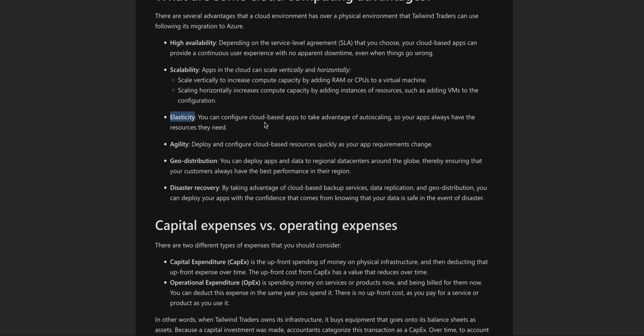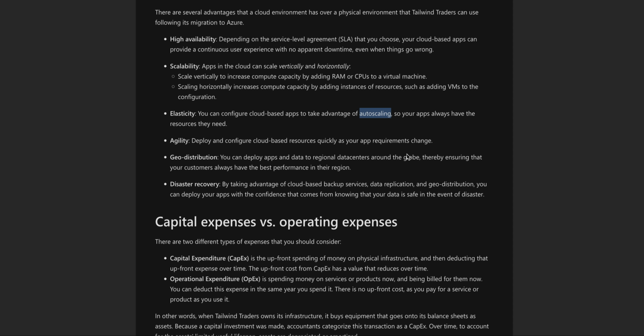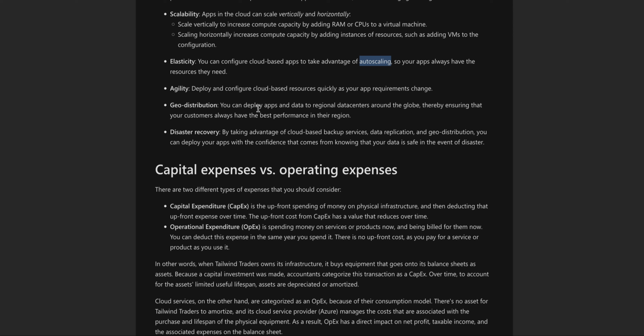So this is basically dealing with auto scaling. And then we have agility: deploy and configure cloud-based resources quickly as your app requirements change. Geo distribution: you can deploy apps and data to regional data centers across the globe, thereby ensuring that your customers always have the best performance in the region.